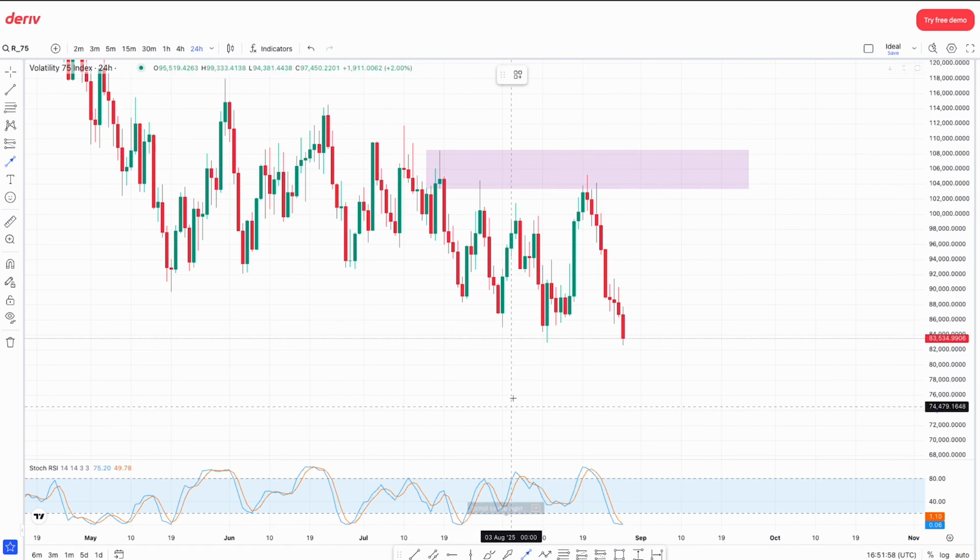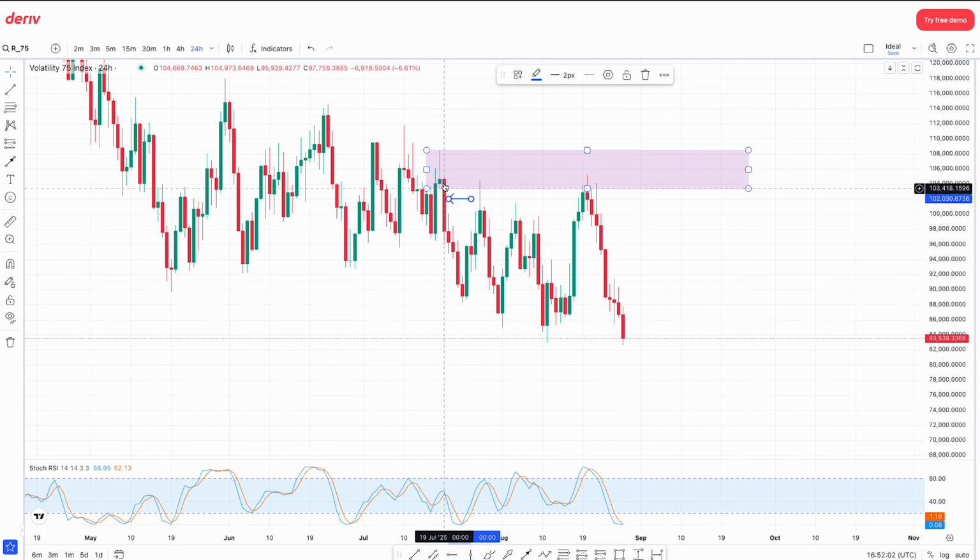Why is it a demand zone? Because it has a gap here. After the candle formed, we had a movement downwards, and this candle and the next candle do not overlap each other. So we'll call this an imbalance or fair value gap. This is what makes this a demand zone. So this is the zone I'm looking to take my trades from.